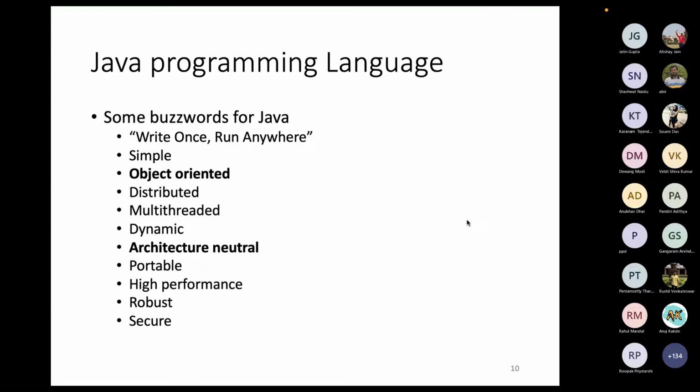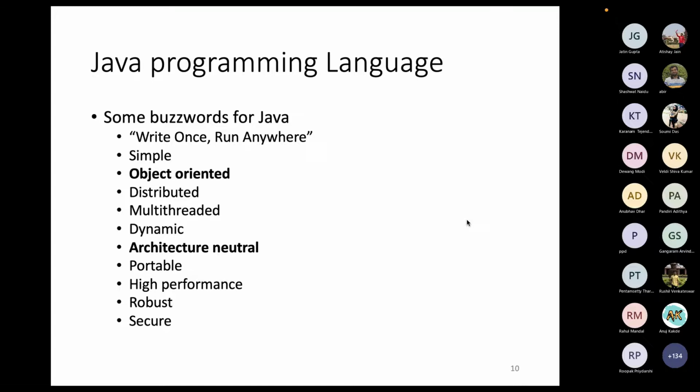Then simple: programming in Java is relatively simple. In fact, if you know C programming, as you shall see, it is very easy to learn Java programming. The third word, again used in the context of Java, is object oriented. Java supports object oriented programming. It supports procedural programming, but it also supports object oriented programming. Java also has special support for distributed and multi-threaded programs.